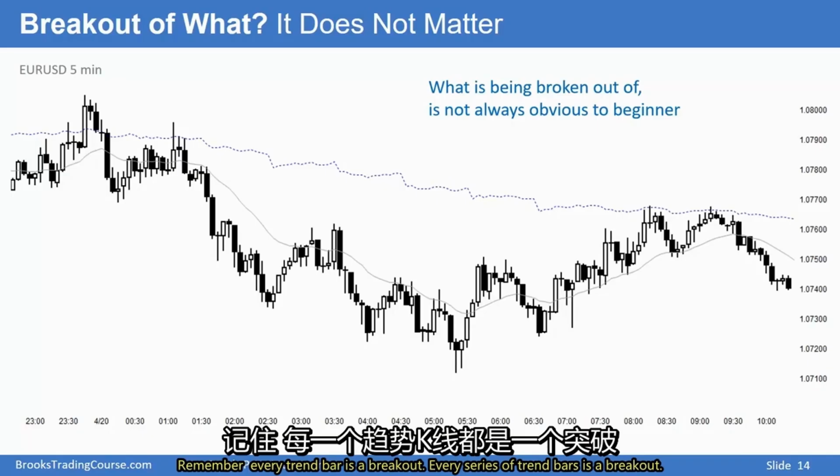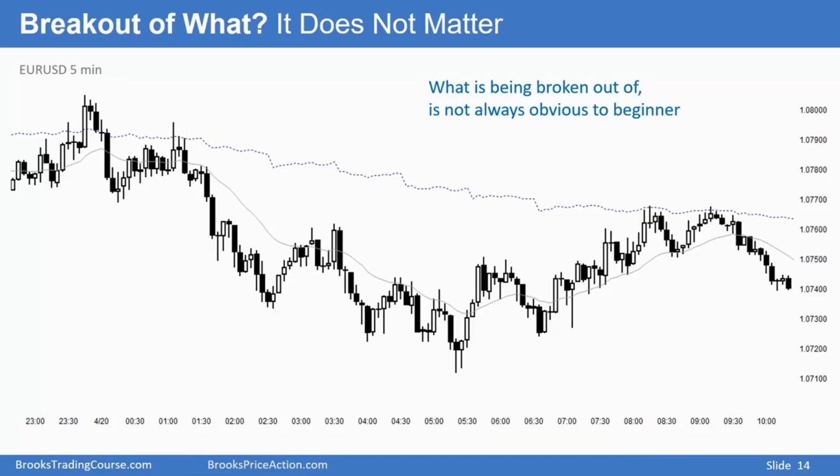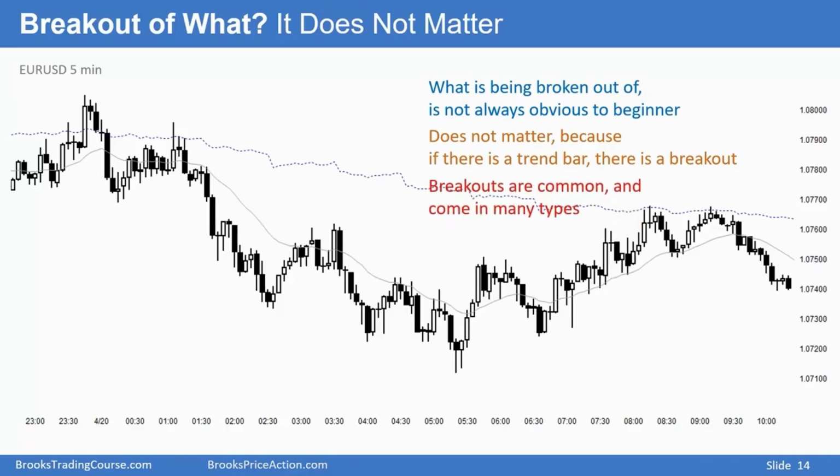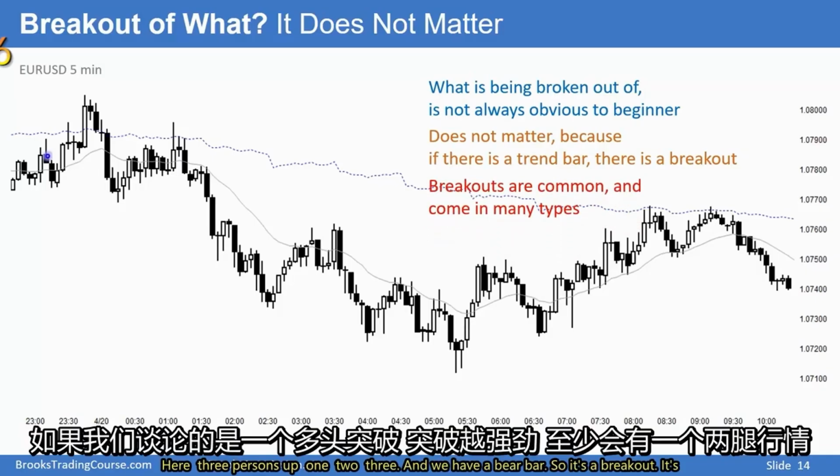Remember, every trend bar is a breakout. Every series of trend bars is a breakout. And the bigger the bars, the more they close on their high. If we're talking about a bull breakout, the stronger the breakout and the more likely there'll be at least a 2-legged move. Here, 3 pushes up, 1, 2, 3. And then we have a bear bar, so it's a breakout.